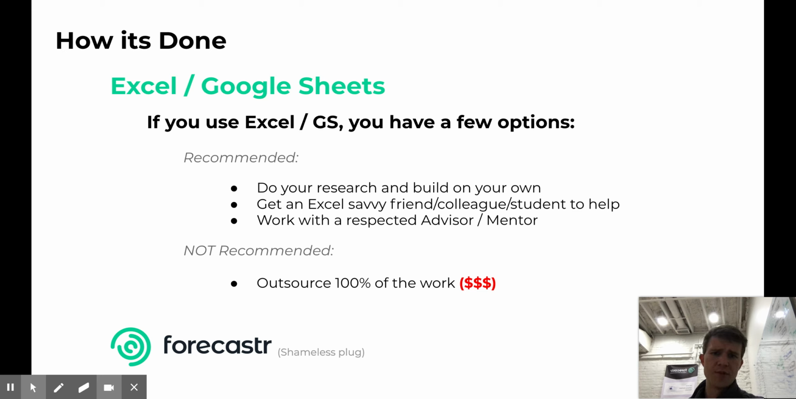Another great option is just to get a friend, or perhaps a student or an MBA student who's really good at Excel to just help you out. Sometimes you can just pay these people a little bit of money, and they'll gladly help you. And sometimes they'll just do it for free out of the goodness of their hearts, which is great. And you can also find a local mentor, advisor. Usually there's people that are out there that are willing to help.